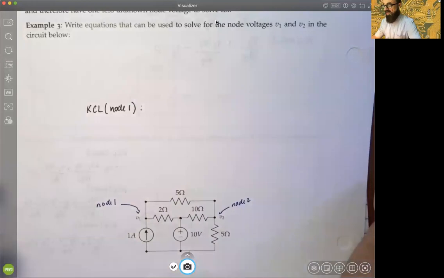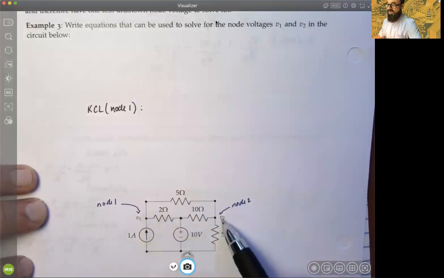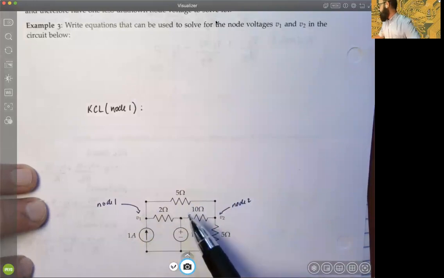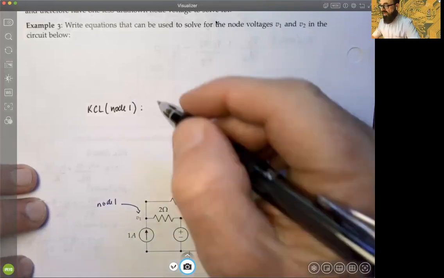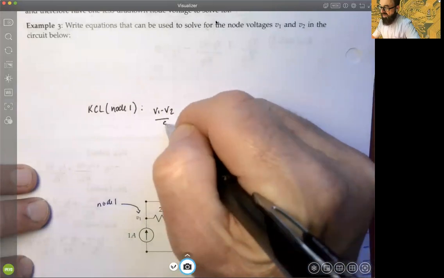So again, applying what we know about node voltage analysis, we're looking at node 1, and we should have 3 components because we could represent 3 outgoing currents. One of them, we could say, let's suppose we went up out of node 1 over to node 2, going through the 5 ohm resistance. So in that case, what we would have in that component would be V1 minus V2 over 5.